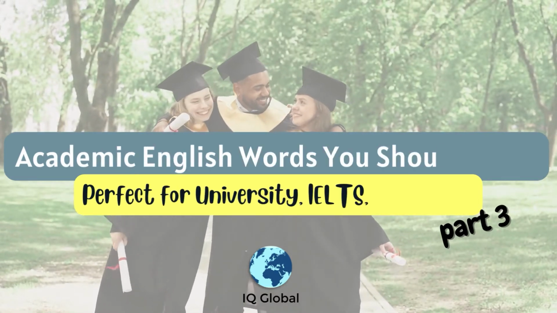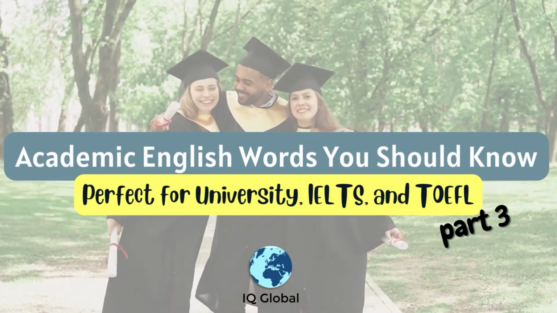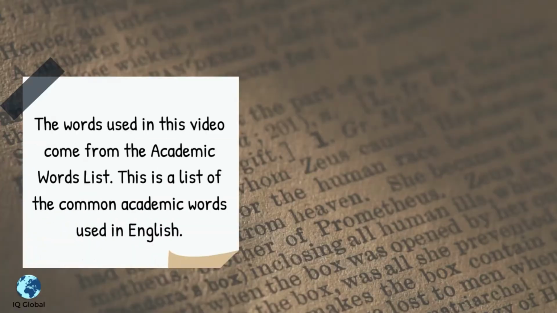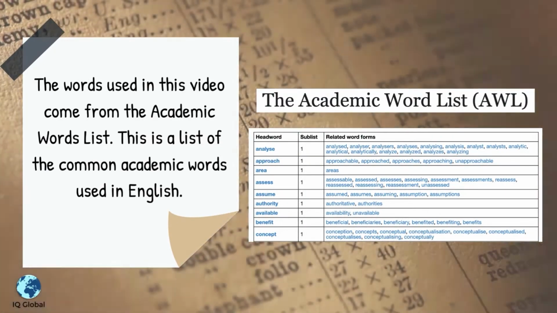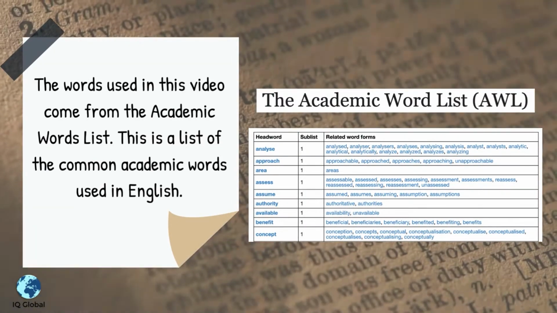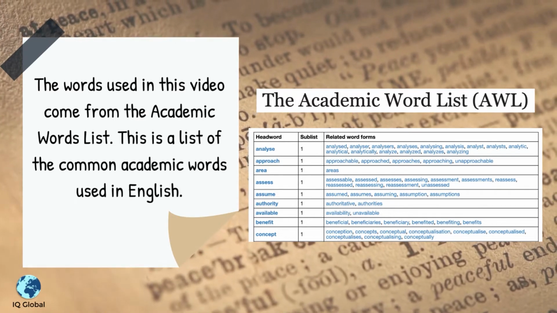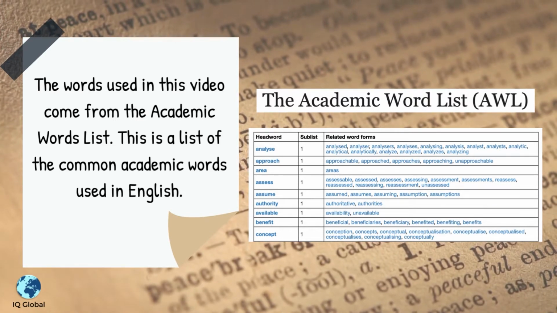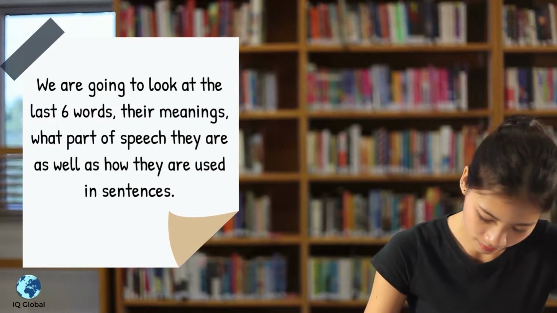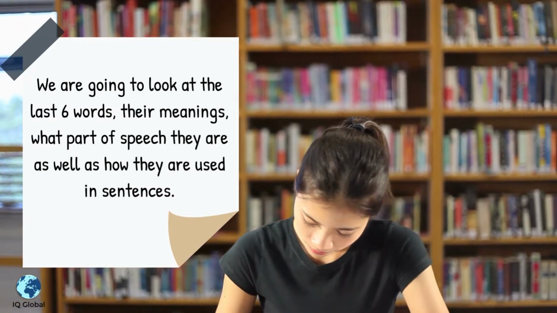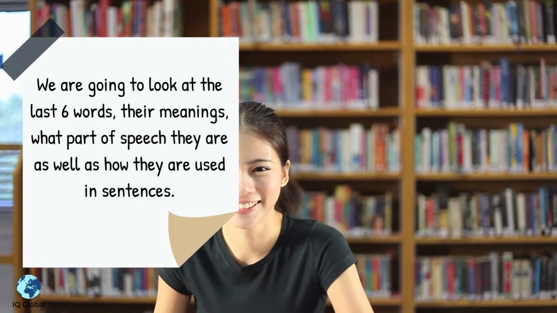Academic English Words You Should Know, Part 3. The words used in this video come from the academic words list. This is a list of the common academic words used in English. We are going to look at the last 6 words, their meanings, what part of speech they are, as well as how they are used in sentences.